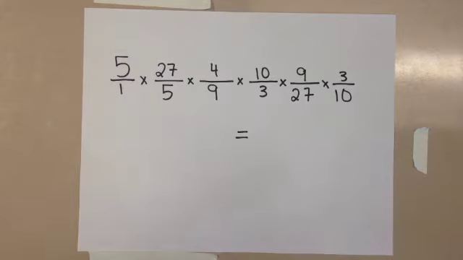Now, to explore the concept of dimensional analysis, let's take a look at the problem 5 over 1 times 27 over 5 times 4 over 9 times 10 over 3 times 9 over 27 times 3 over 10. In dimensional analysis, you will be using units and canceling similar units to convert. In this problem, to explore that concept, we will cancel similar numbers.